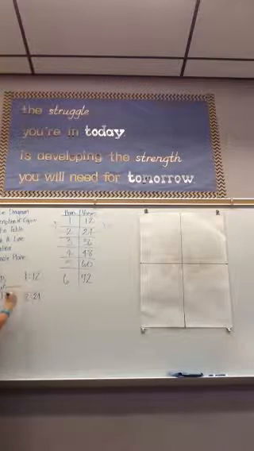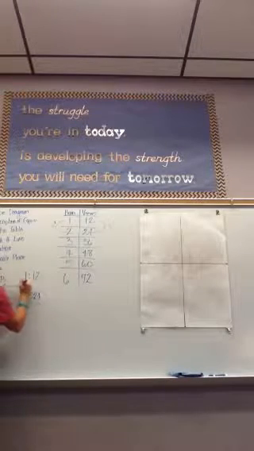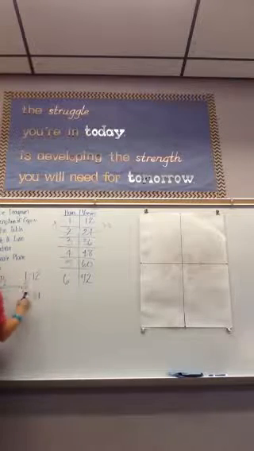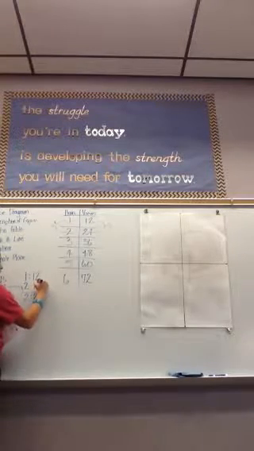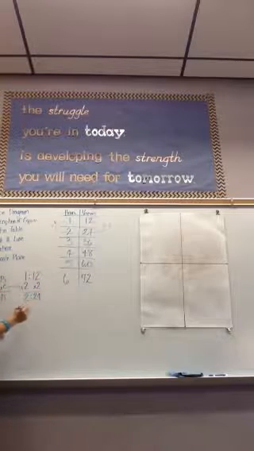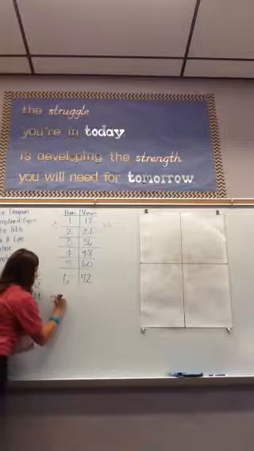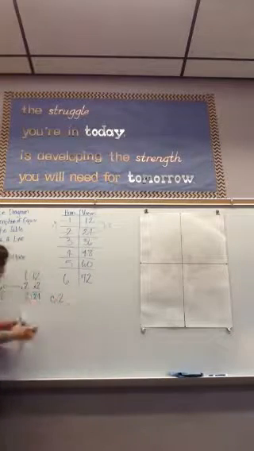What would our constant C be that would prove these ratios are equivalent? 1 times what number equals 2? You should recognize that 1 times 2 is 2, and therefore 12 times 2 is 24. In this relationship, the constant value C is 2.